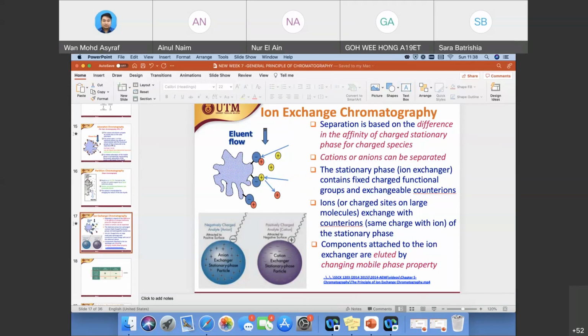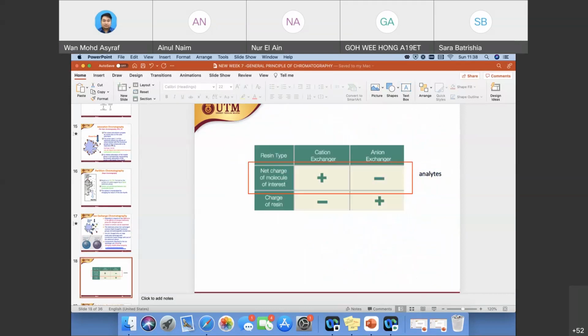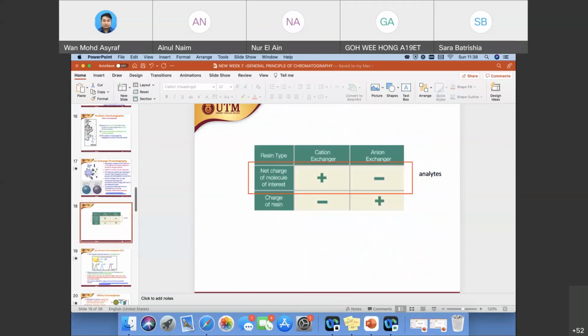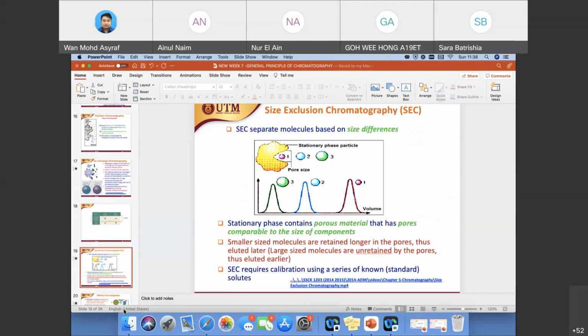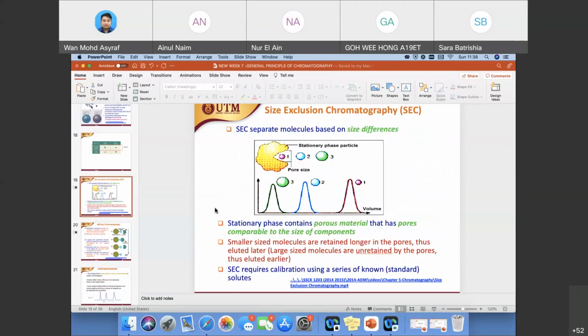All right, that is for ion chromatography. It goes by its name, it is based on the ions. All right, size exclusion chromatography is also named by its principle. You can see that it is based on the size differences, right?